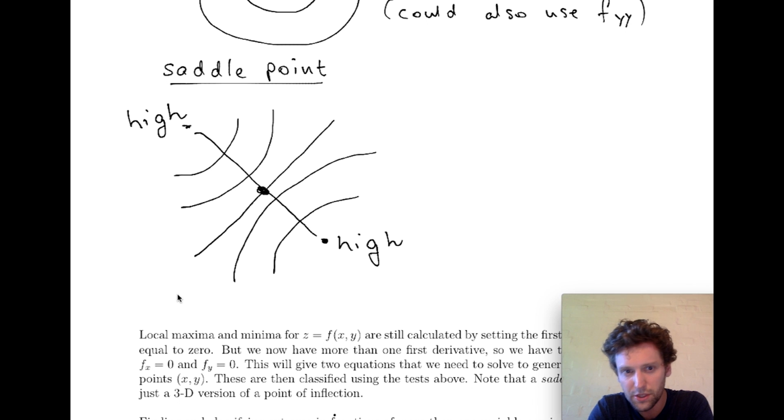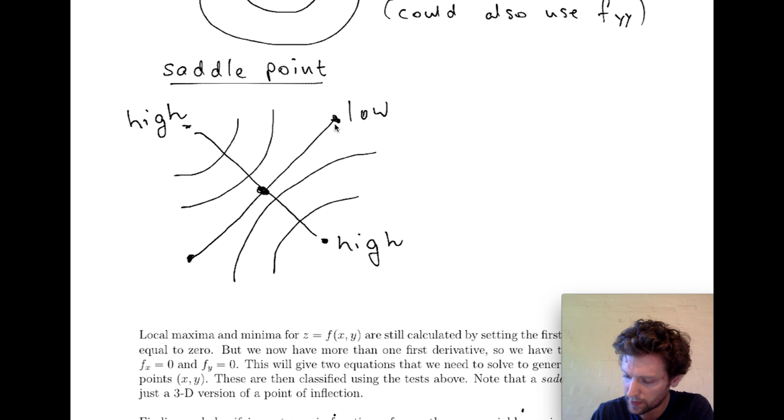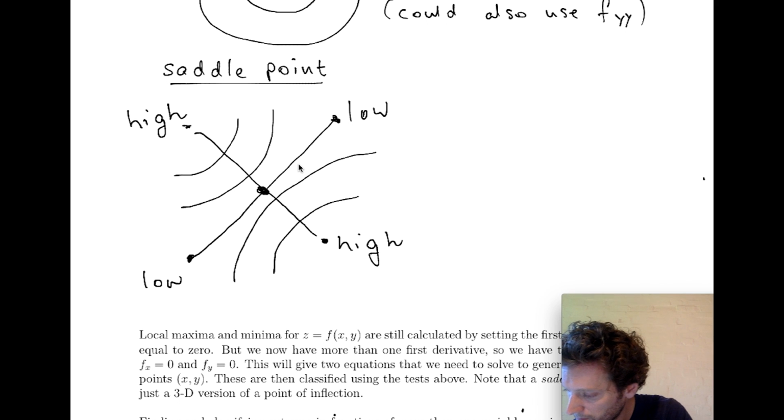But if I'm looking in the opposite direction, let's say that this point here is low, and this point here is low. Then if I'm walking in this direction, I start off low, I go uphill to reach this point, and then I go downhill again. So in this direction, I'm actually looking at a maximum. So it's a maximum in this direction, and it's a minimum in this direction.